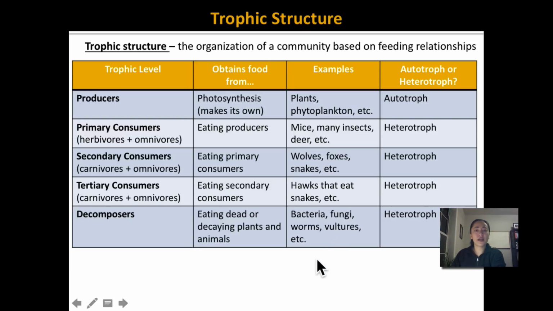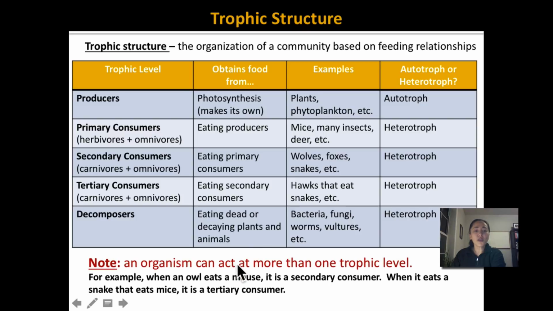Another thing that I want to point out here is that some organisms can actually act at more than one trophic level. For example, when an owl eats a mouse, it is a secondary consumer because the mouse is a primary consumer. However, if I were to be talking about when the owl eats a snake that eats a mouse, then the owl in that situation would be a tertiary consumer. So an owl can be both a secondary consumer and a tertiary consumer within an ecosystem, and it all depends on which feeding relationship you're looking at or focusing on.